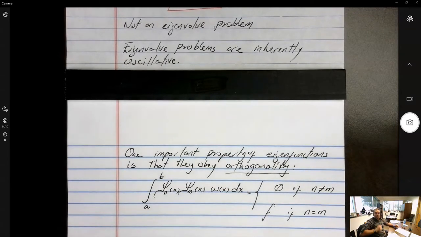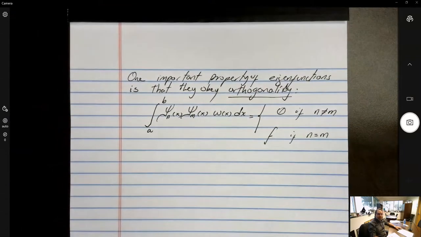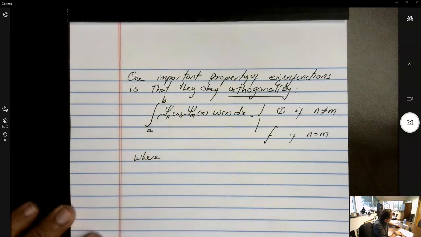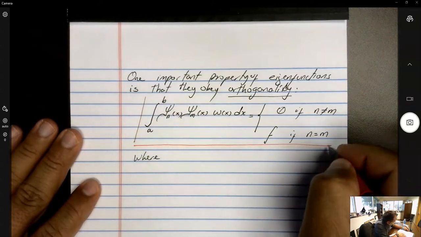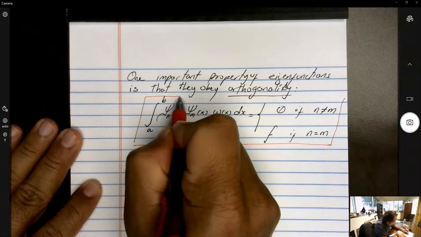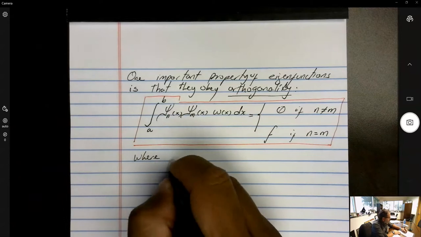So that is called orthogonality. These eigenfunctions integrate to 0 when you multiply them by each other with a weight function if they are at different frequencies, and they only integrate to a non-zero value if the frequencies are the same. Let's frame this, because this is a very important property which will be essential to making our solution methods work from this point on. And we'll see how we implement that next class.